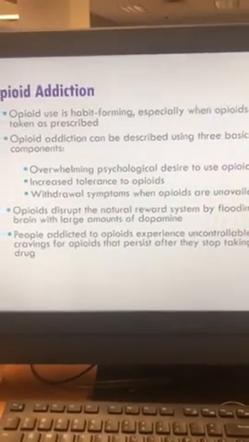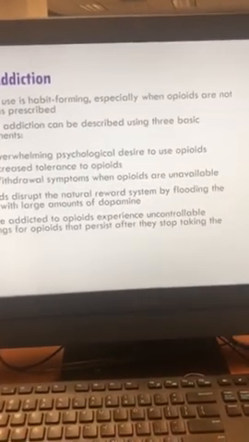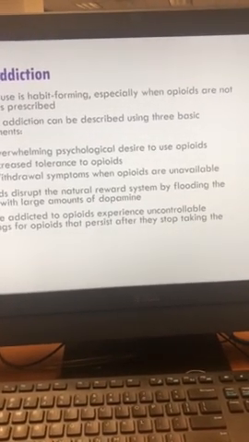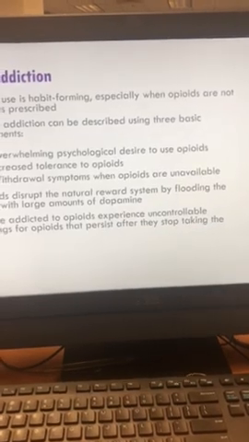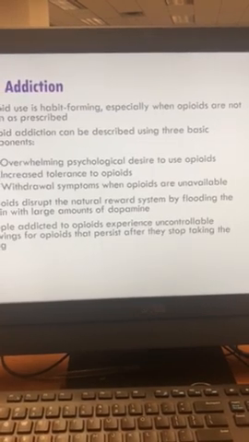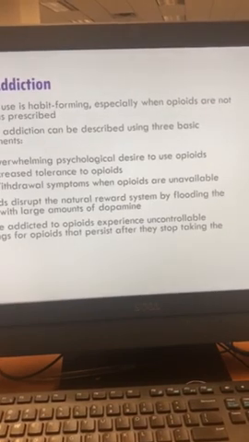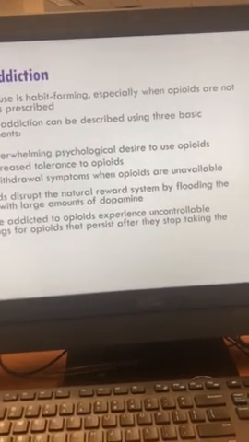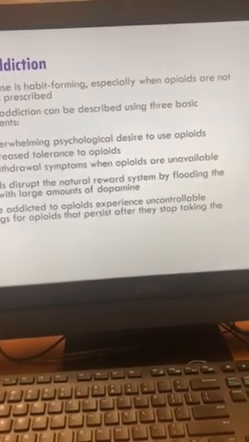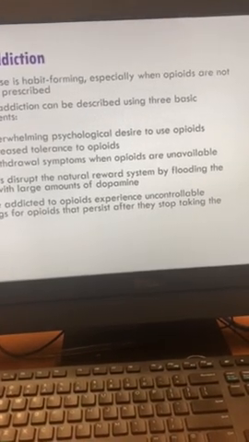Opiate addiction. Opiate use is habit forming, especially when opiates are not taken as prescribed. Opiate addiction can be described using three basic components: overwhelming psychological desire to use opiates, increased tolerance to opiates, and withdrawal symptoms when opiates are unavailable. Opiates also disrupt the natural reward system by flooding the brain with large amounts of dopamine, which I showed you earlier in the picture. Also, people addicted to opiates experience uncontrollable cravings for opiates that persist after they stop taking the drug.